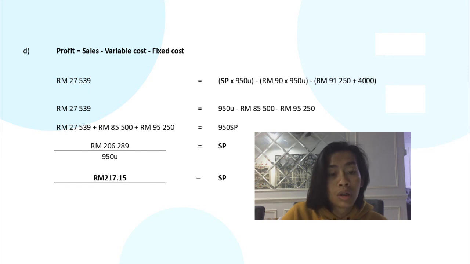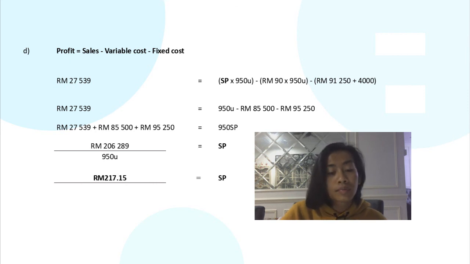As we know, the formula is profit equals sales minus variable cost minus fixed cost. On the left side will be the profit. Profit is 27,539 ringgit, and the right side equals selling price times 950 unit minus 90 ringgit times 950 unit minus 91,250 plus 4,000 ringgit as for the transportation cost.